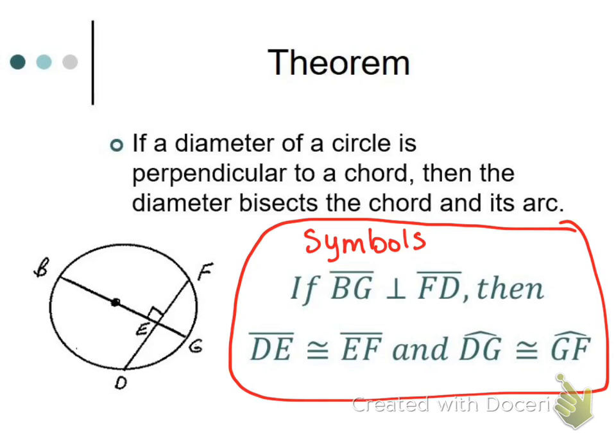Then it's saying that DE is congruent to EF. So the chord gets bisected. Bisected meaning it gets split into two congruent parts. Also, arc DG is congruent to arc GF. So that arc that is formed by that chord, it's cut at D and F, it also is getting bisected. So we could mark these pieces of the arc as being congruent to each other.